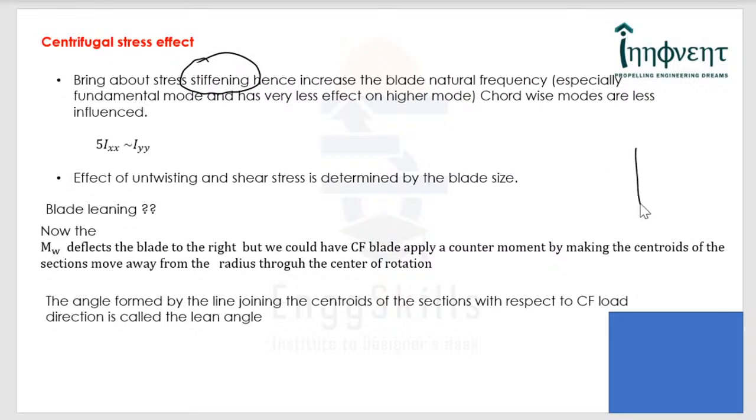That means if you stretch a bar or a beam in the axial direction, then what happens? The beam becomes so stiff that its resistance to lateral deflection increases. A similar phenomenon happens when the blades are subjected to large centrifugal loading. When the blades are pulled out axially, that is radially, by centrifugal loading, the deflection to the lateral loads becomes smaller, and this phenomenon is called stress stiffening.